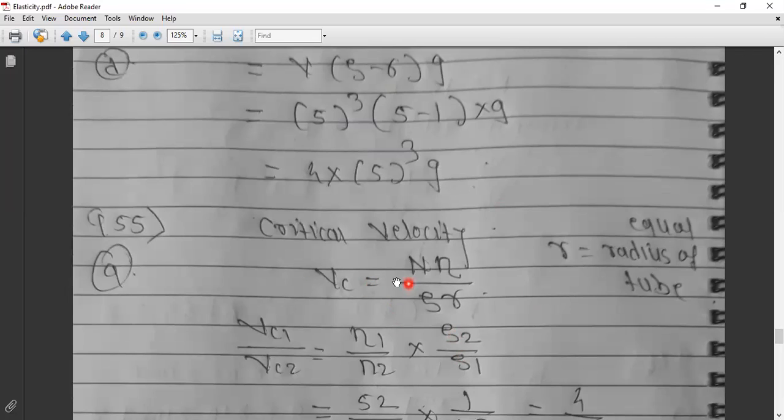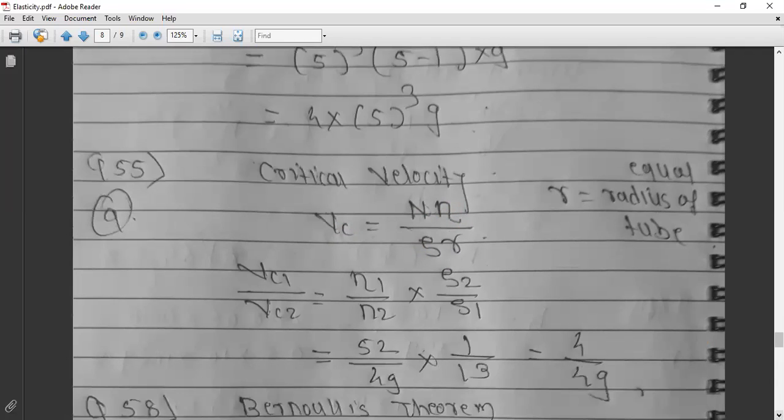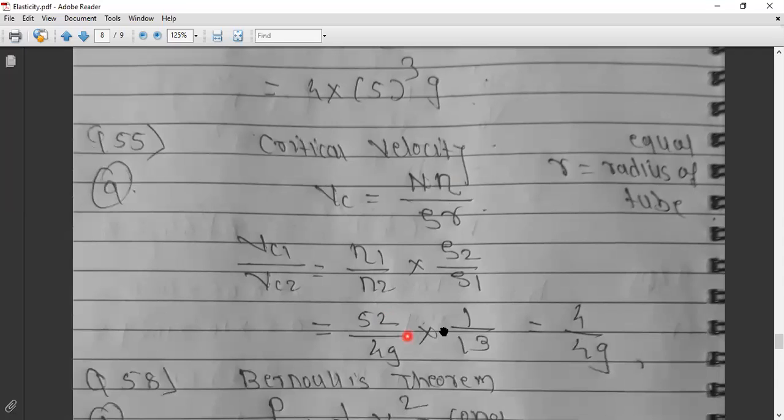According to the Reynolds number, critical velocity is directly proportional to the coefficient of viscosity and inversely proportional to the density. Then write down this ratio, put the value of coefficient of viscosity and the ratio of density. We get the ratio of the critical velocity is equal to 4 by 49. So for this question, the correct option is option number A.